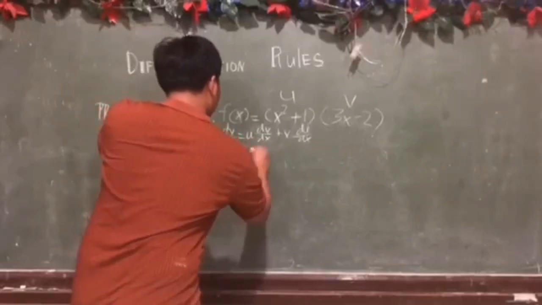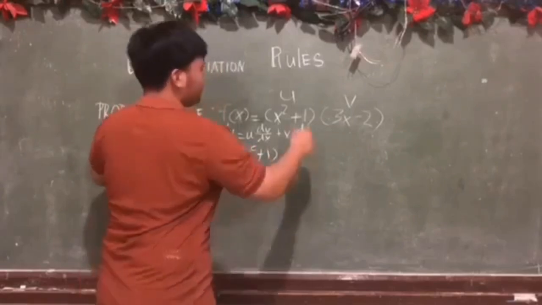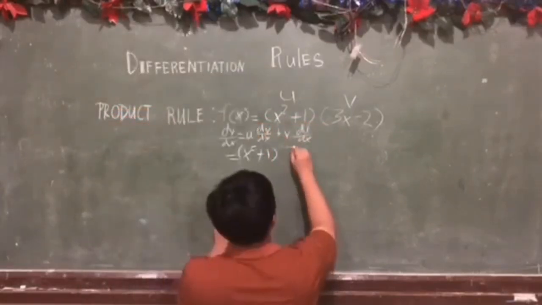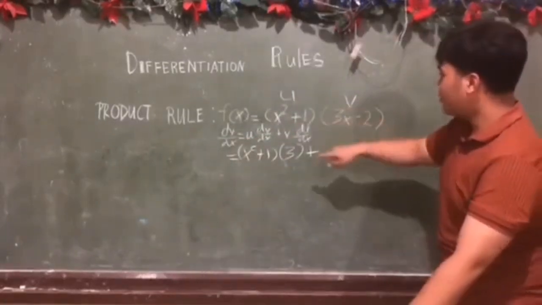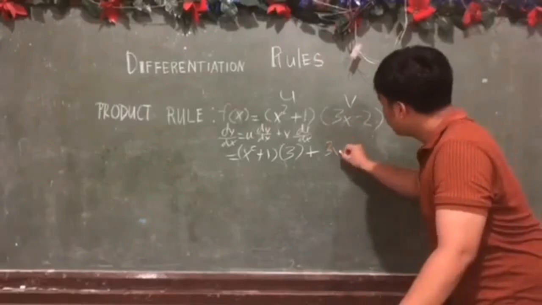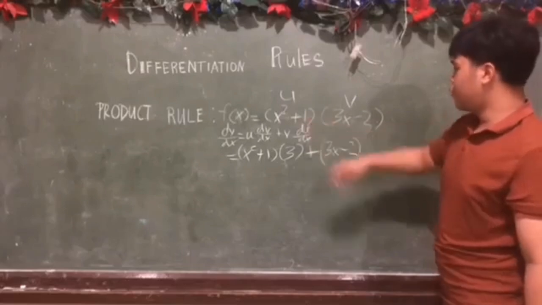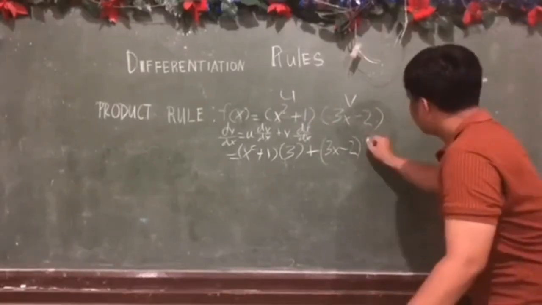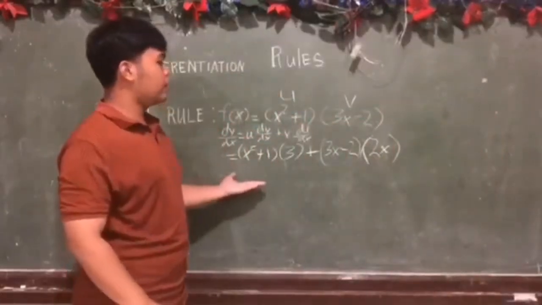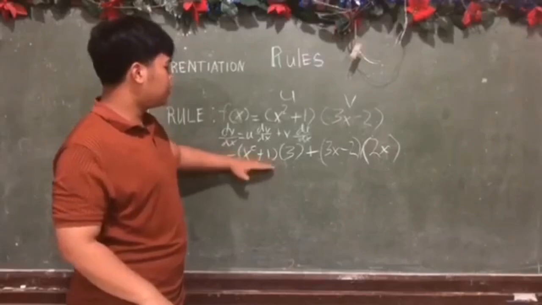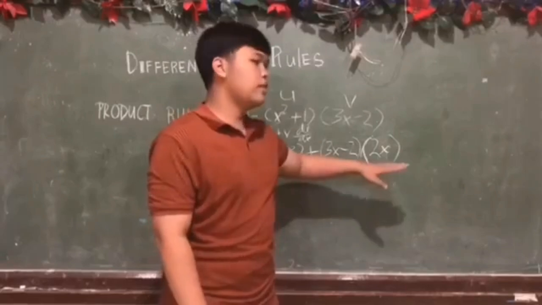Copy the u, x squared plus 1, then the derivative of v is 3. Then after that we copy the v. After that, add the derivative of u, which is 2x. After we copy the formula, we gotta distribute this x squared plus 1 to the derivative of v and this 3x minus 2 to the derivative of u, 2x.